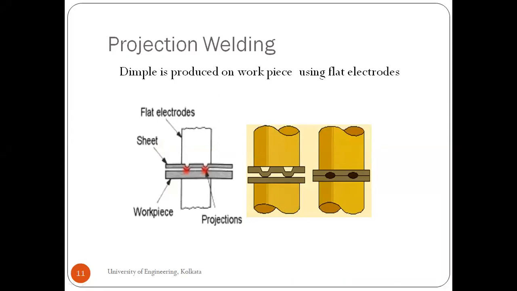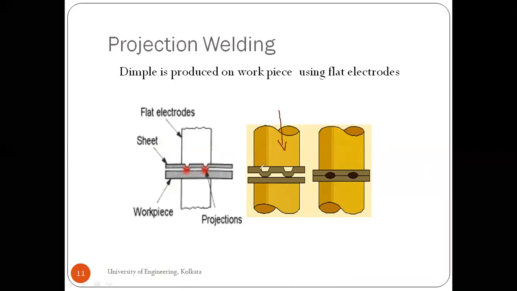Next is your projection welding process. In the projection welding process, there is some projection which is made, as you can see in the diagram. So this projection creates a resistance as the current is passed. Again I'll show the current which is passing through. Suppose this is the current which is passing through. This projection will create the resistance at these places.